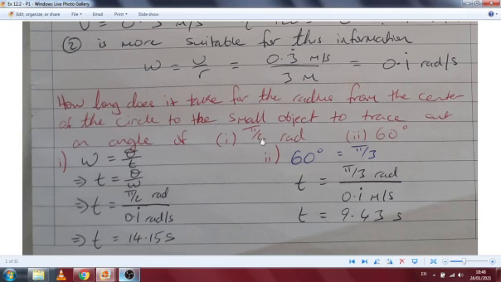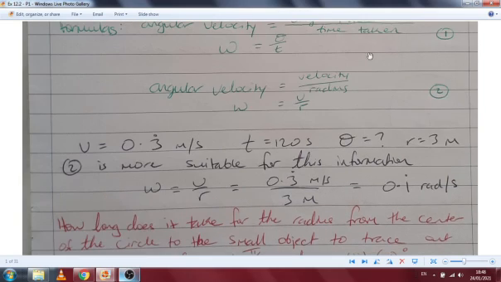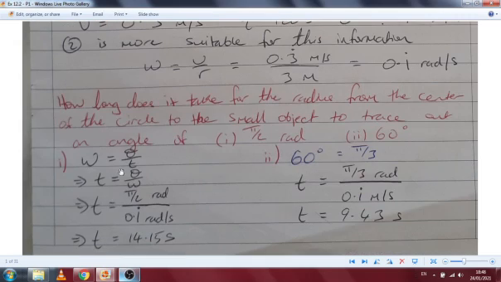Our angle in the first part is pi over 2. We have omega equal to theta over time, which is our first formula. If we manipulate this, multiplying both sides by t and dividing by omega, time is equal to theta over omega. We sub in our angle and divide by our omega of 0.1, so pi over 2 divided by 0.1. The calculator tells me it would take 14.15 seconds to trace this out. This angle, pi over 2, is 90 degrees, so it takes 14.15 seconds to go 90 degrees.